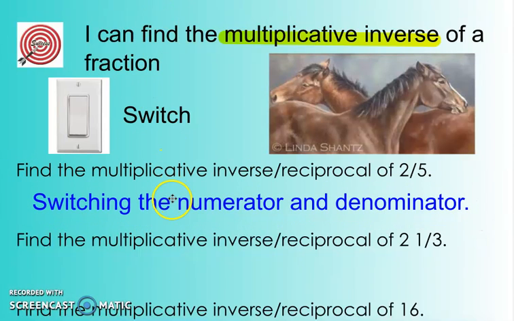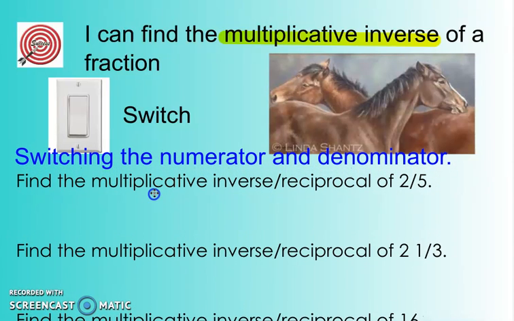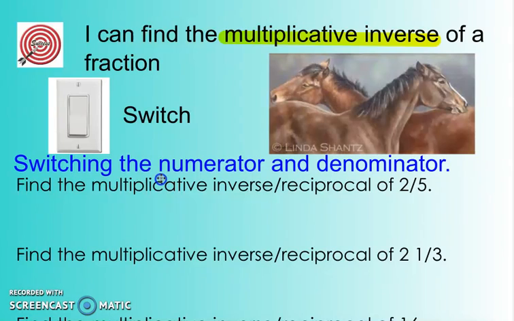Now, let's look at a problem. If I have 2/5, well, the numerator right now is what? The numerator is 2, you're correct, and the denominator is 5. Well, switching that, or finding the multiplicative inverse, means to switch it. So instead of 2/5, now the multiplicative inverse, or the reciprocal, would be the opposite, which is 5/2.